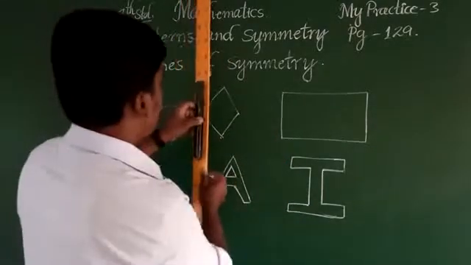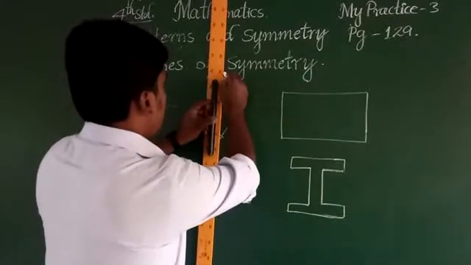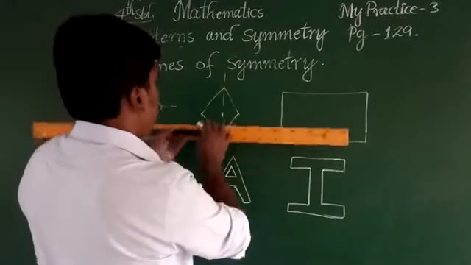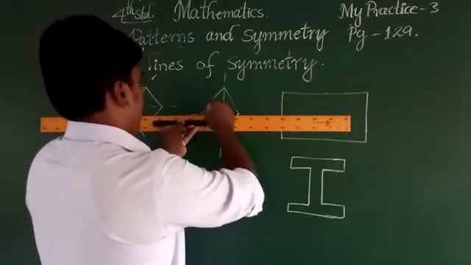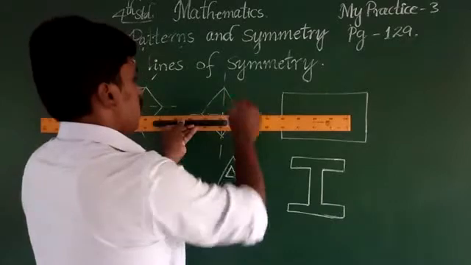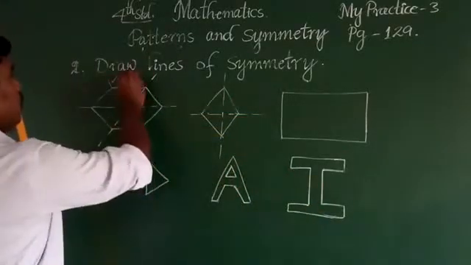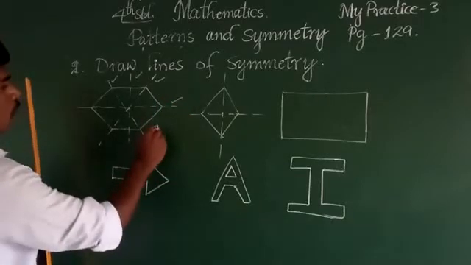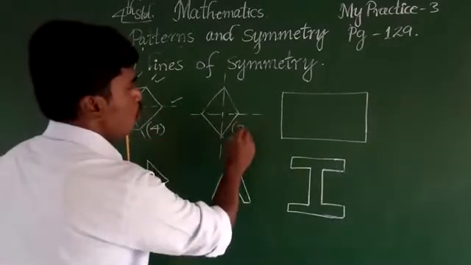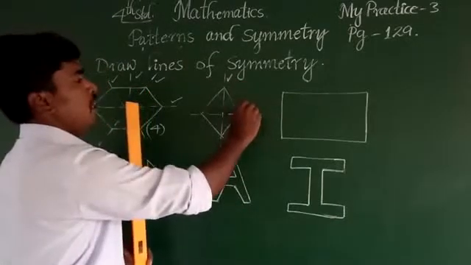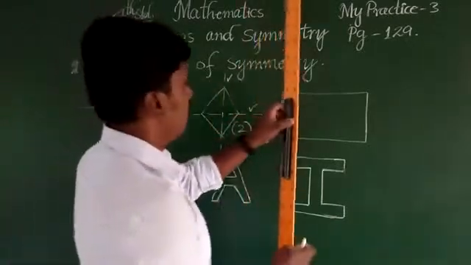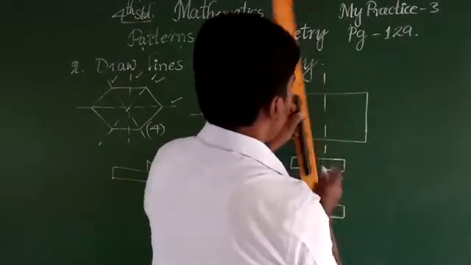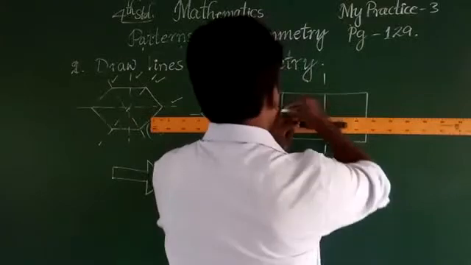Yes students, come here. This is in the shape of a kite. So it has only 2 lines of symmetry. Here it has 1, 2, 3, 4. It has 4 lines of symmetry. This one has 2 lines of symmetry, this one and this one. Next, we come to this here. The rectangle also has 2 lines of symmetry. So like this.